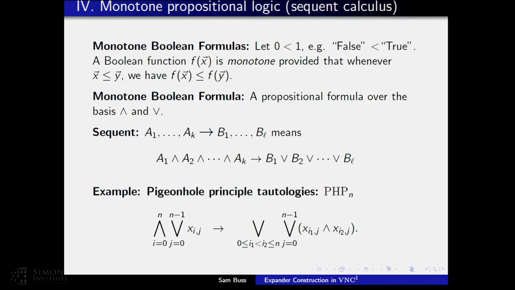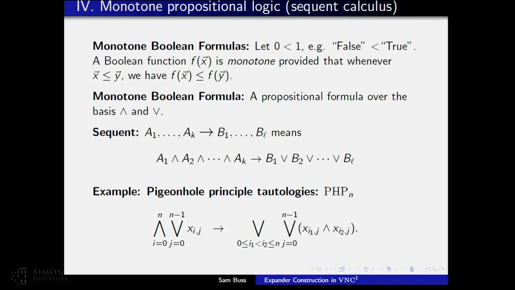Ta-da. So a good example is the pigeonhole principle. You can take the conjunction over all n+1 values of i of the disjunction over j of x_ij. If some x_ij is true, where there are only n values of j, then there's some place where the pigeonhole principle is violated. So this is a perfect example of a monotone tautology.